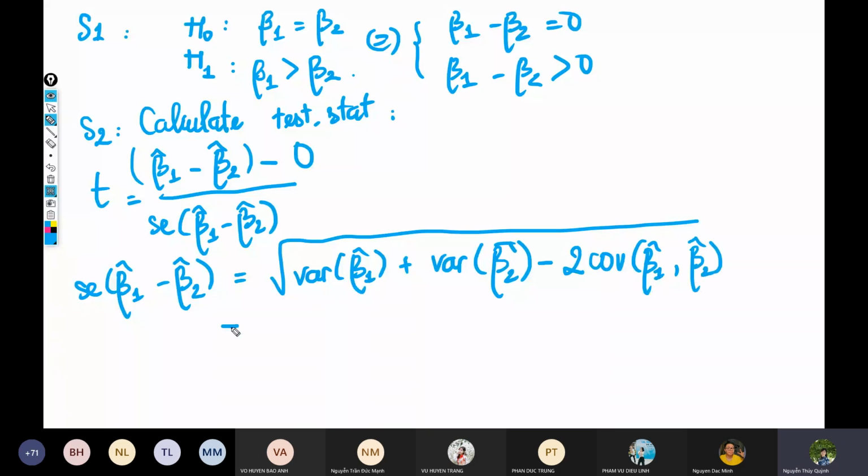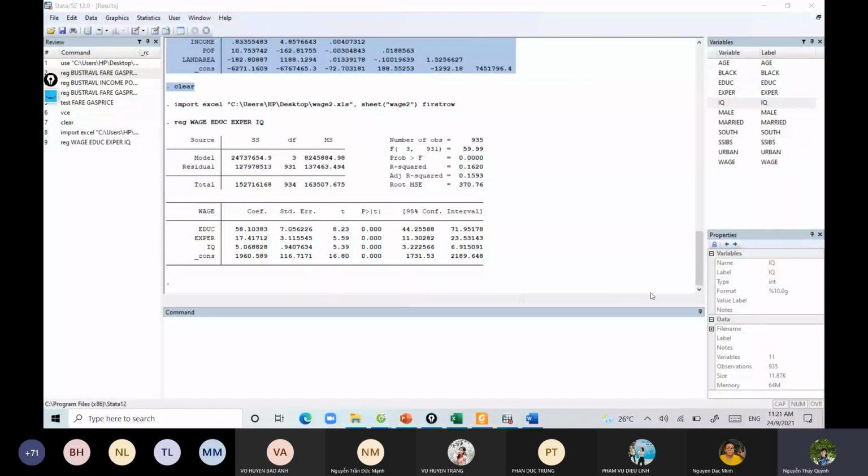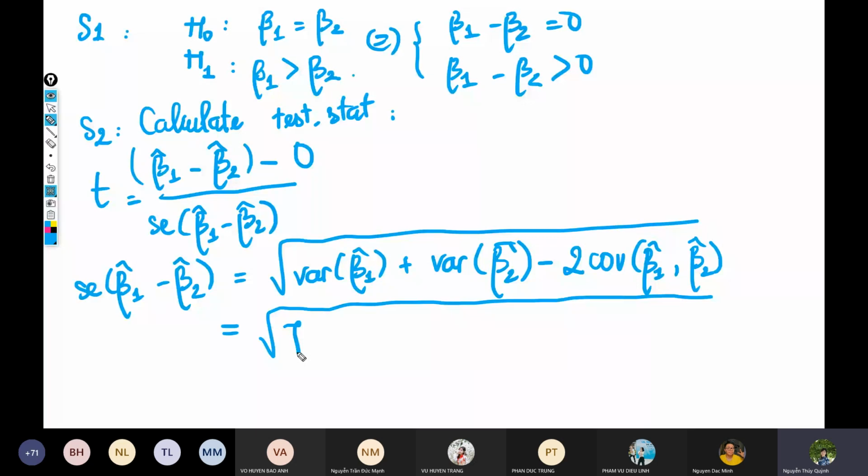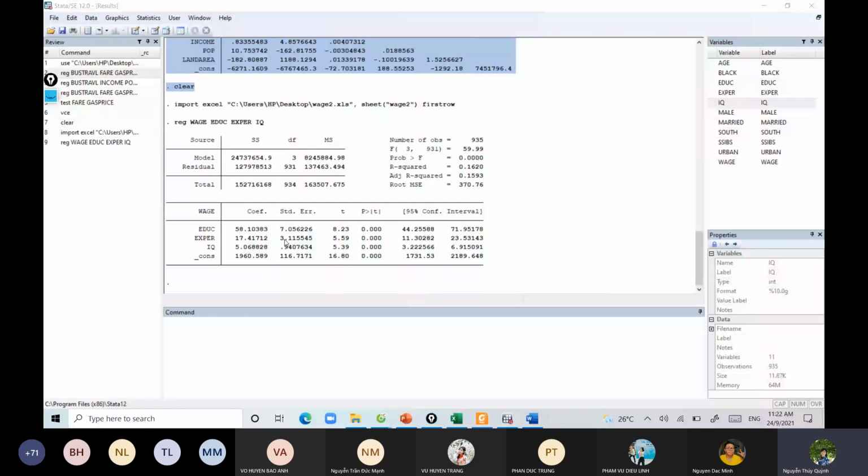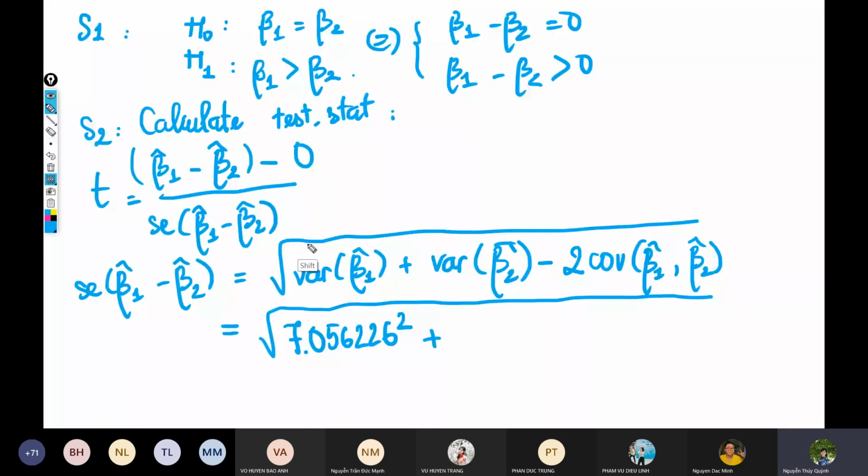Now look at the estimation output. We have the standard error of beta 1 hat is 7.09626, so the variance will be 7.09626 squared, plus the standard error of beta 2 hat, which is 3.115545, so 3.115545 squared, minus 2 times the covariance.